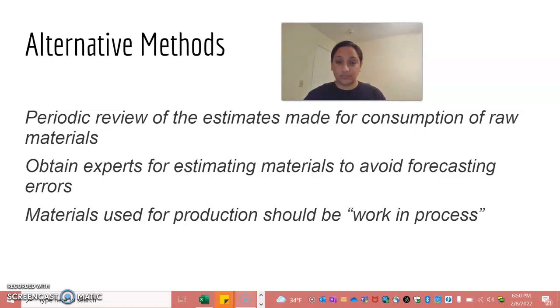Another thing we want to do is avoid any forecasting errors. Be sure to reference or at least partner with third parties that are able to estimate accurately what exactly you need. There are people out there who specialize in this, and that could be advantageous for the company investing in this, because further down the line, they won't have a miss like this, where they're out 350K. Another thing is that any materials used for production should be labeled, recorded or accounted for as work in process. That could really help the team know where exactly the money is going and how much is to be expected.